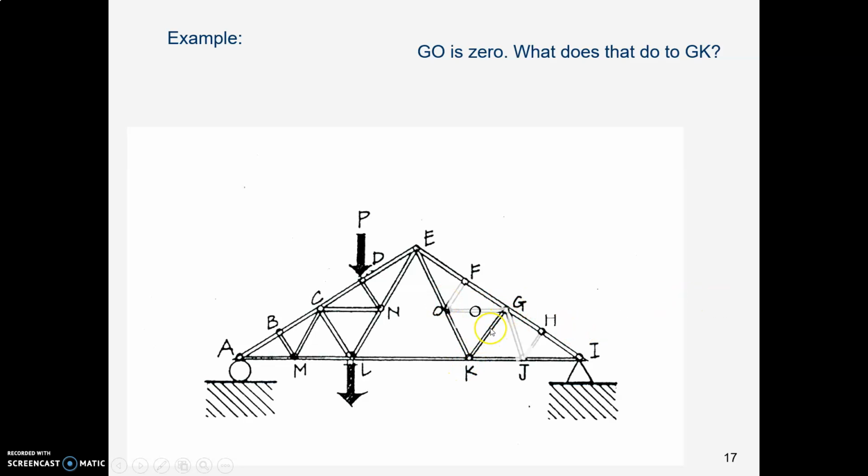What does that do now to GK? Let me see, which joint should we look at? Let's look at joint G. With all these other guys 0, now when we look at joint G, we see only 3 forces in that joint. 2 of them are in a line. The third one must be 0. So GK is 0.